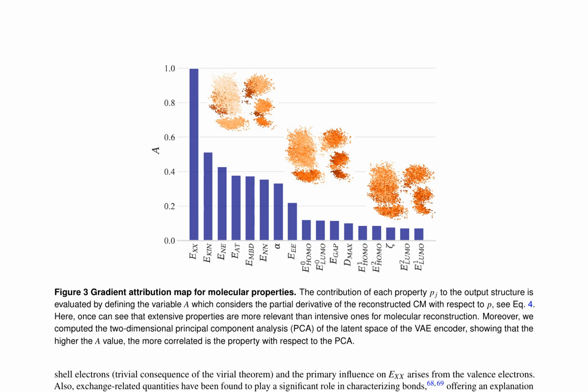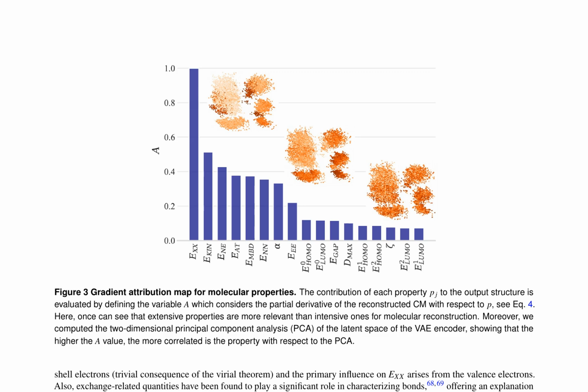A two-dimensional principal component analysis (PCA) of the latent space is conducted, revealing correlations between property values and PCA components. This indicates that certain properties significantly influence specific components, which in turn affect the overall structure. Quantum mechanics (QM) properties prove effective in identifying molecular isomer subspaces and predicting heavy atom composition. This underscores the importance of QM properties in understanding the molecular structure and composition.